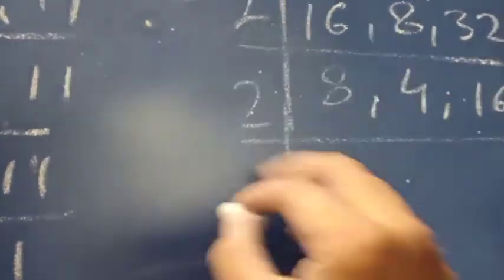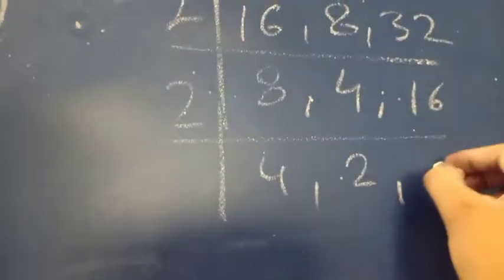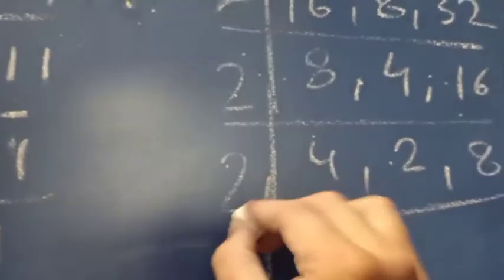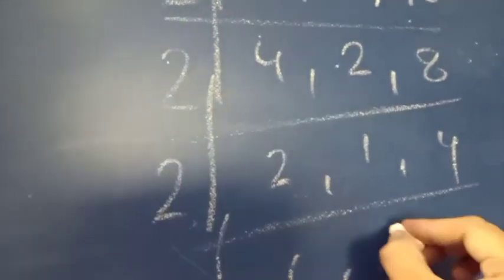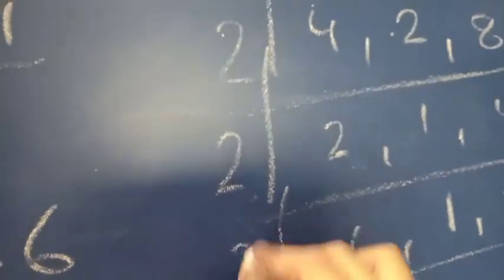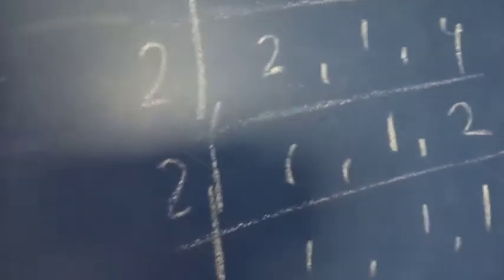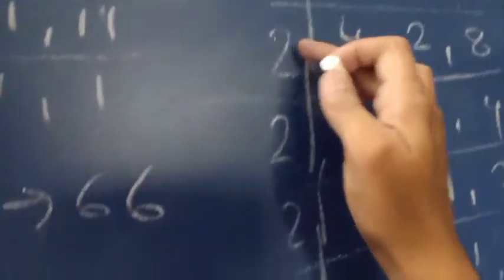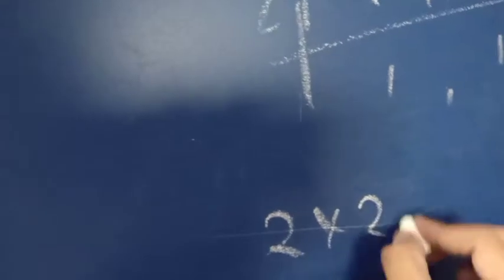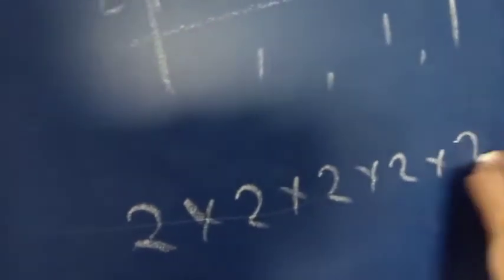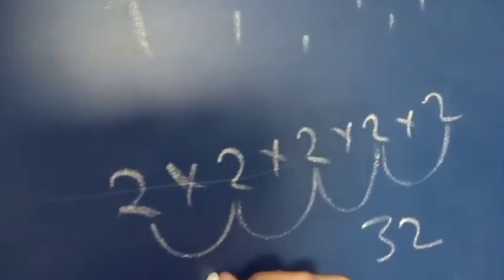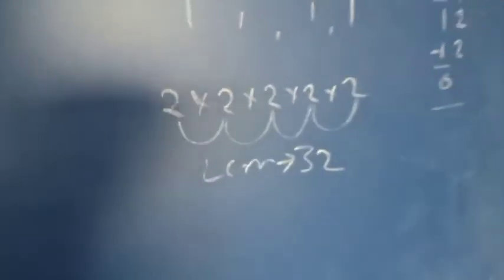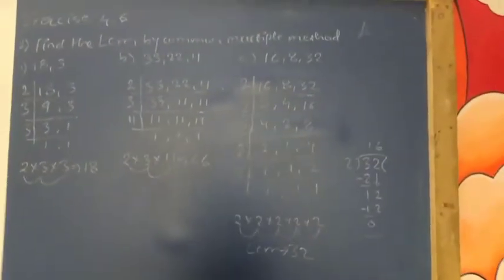Then again 2 4 ja 8, 2 2 ja 4 and 2 8 ja 16. Again for 2 2 ja 4, 2 1 ja 2, 2 4 ja 8. Now for 2 1 ja 2, 1 ka 1 and 2 2 ja 4. Then 2 1 ja 2. What will you get? 1 1 1 at last. Now the factor 2 into 2 into 2 into 2 into 2, 5 times 2. 2 2 ja 4, 4 2 ja 8, 8 2 ja 16 and 16 2 ja 32. What will be the LCM? 32. I hope you got it.